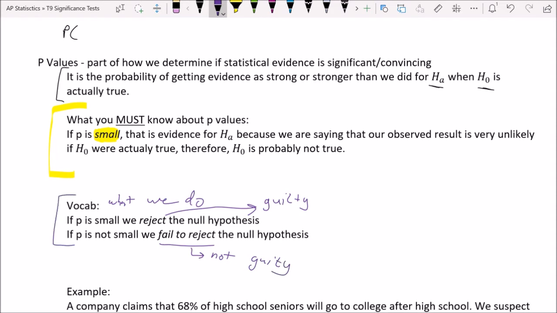Okay? If the p-value is small enough, we reject the null hypothesis. If p is not small enough, then we fail to reject the null hypothesis. Guys, there's no such thing as accepting. A common mistake is people want to say, oh, so we accept the null hypothesis then. No, we don't accept it. We just don't have enough information to say that it's wrong. Okay, and so that might feel a little weird at first. Okay, let's look at another example.